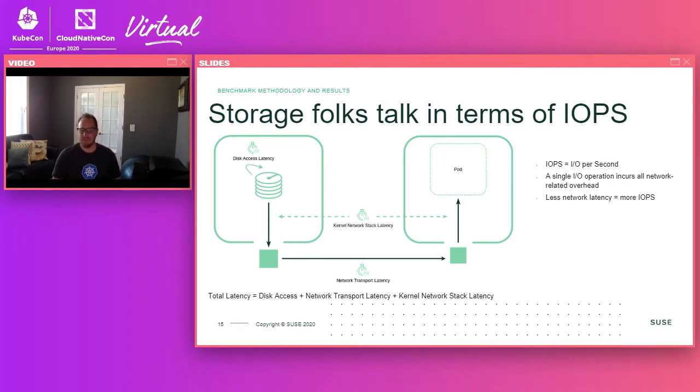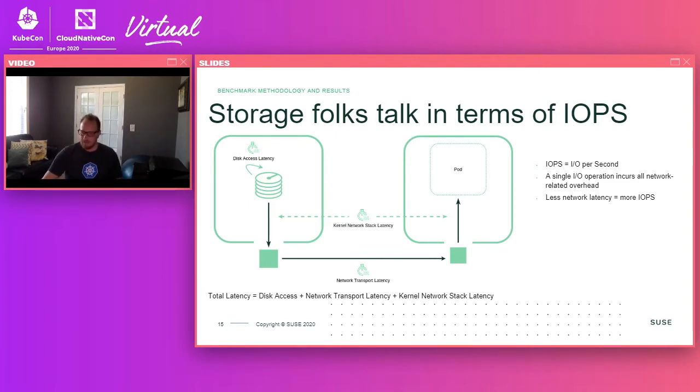The key point here is less network latency equals more IOPS. So the more we can drive down that network latency, the more efficient we can be with providing storage to clients. Because we talk in terms of IOPS and we think about storage systems, we're going to express these results in terms of IOPS going forward. So that's just a note to set the terminology.